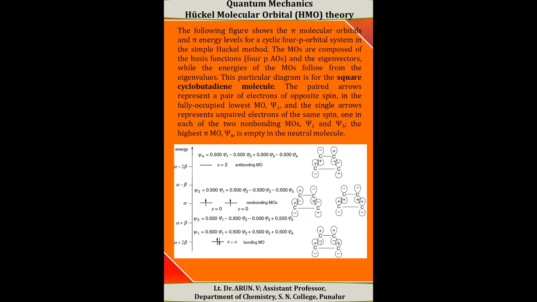This particular diagram is for the square cyclobutadiene molecule. The paired arrows represent a pair of electrons of opposite spin in the fully occupied lowest molecular orbital, that is psi1, and the single arrows represent the unpaired electrons of the same spin, one in each of the 2 non-bonding molecular orbitals, psi2 and psi3. The highest pi molecular orbital, psi4, is empty in the neutral molecule.